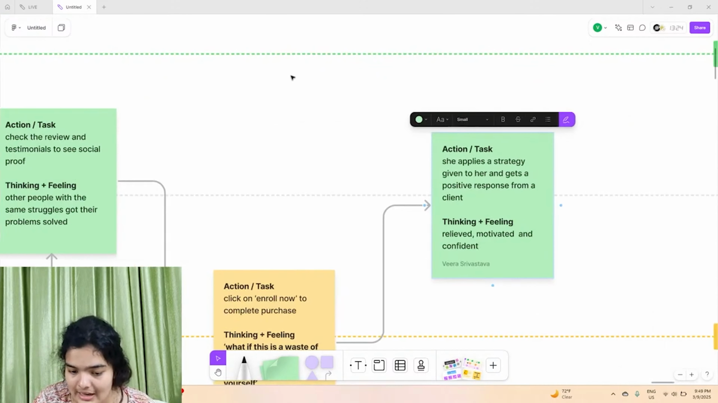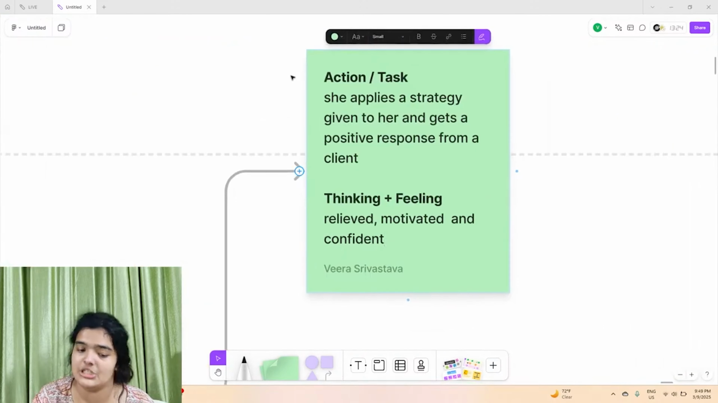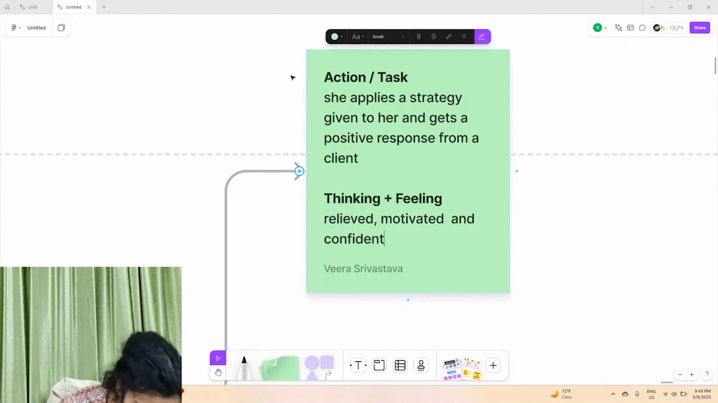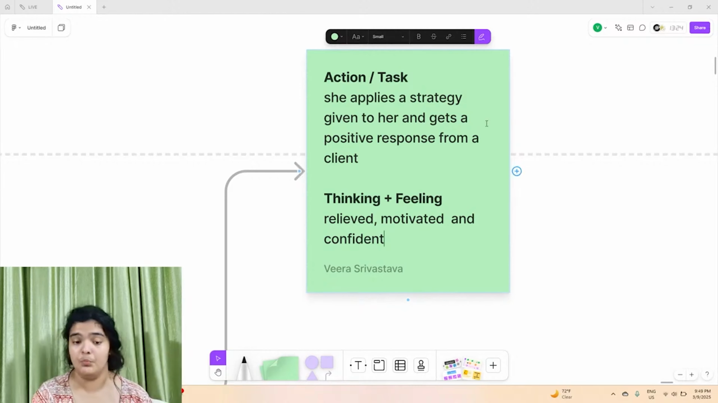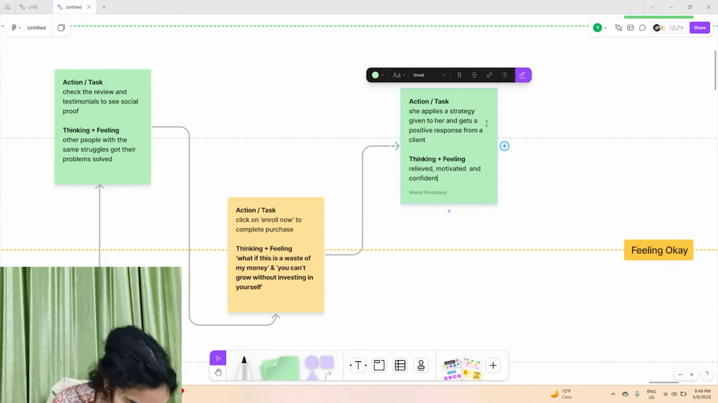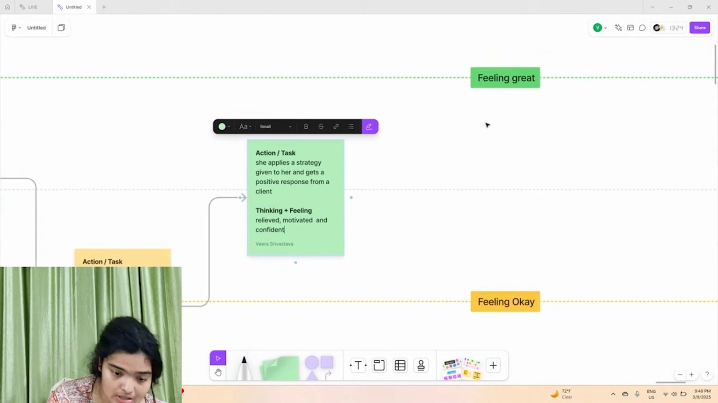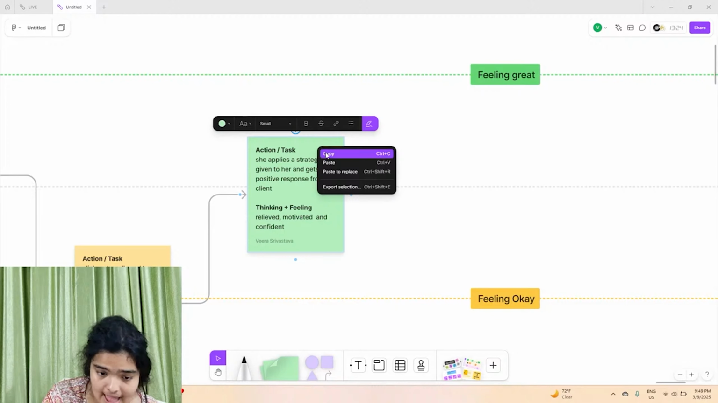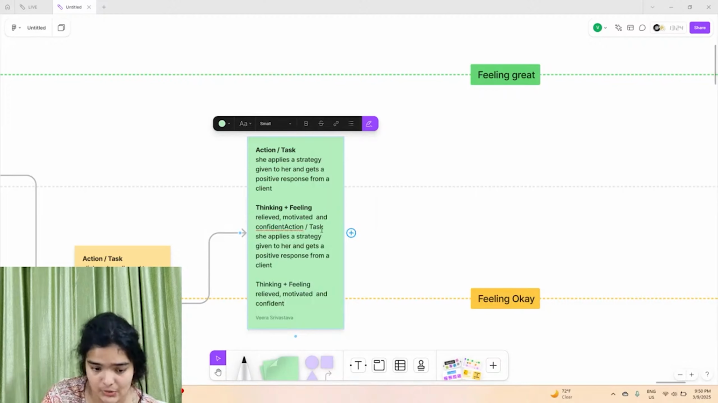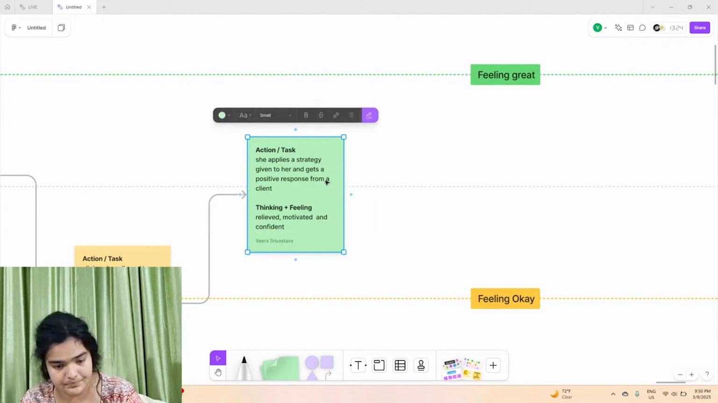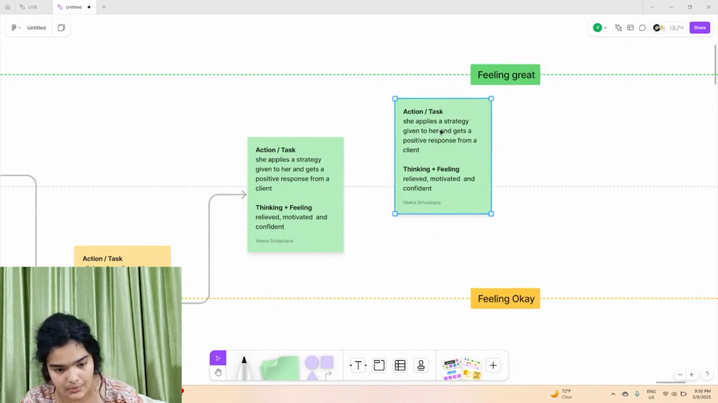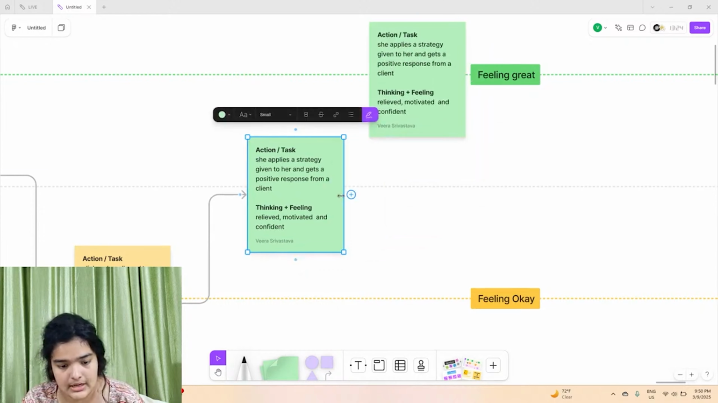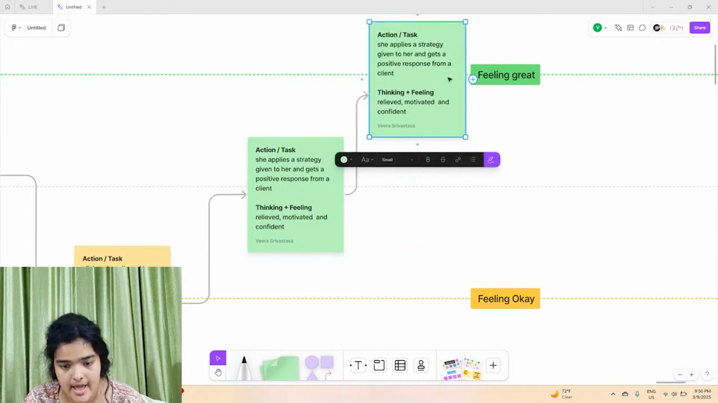So now they're relieved and motivated and confident that the strategies are actually working. Now that they are relieved, this card goes from number 3 to number 2. What is the next step that happens? After consistent effort, she secures multiple high paying clients and actually gets successful. Oops, I feel like we messed up. We've added another card, copy paste it, and we're going to add it over here.